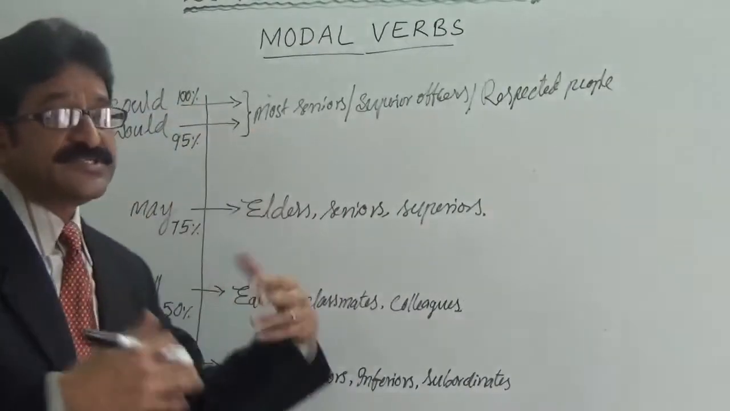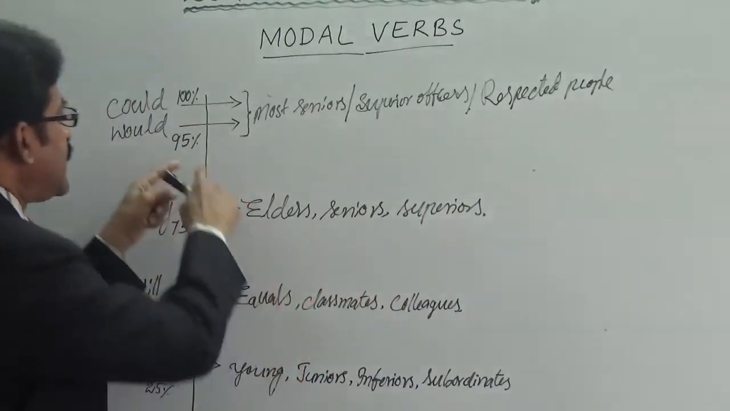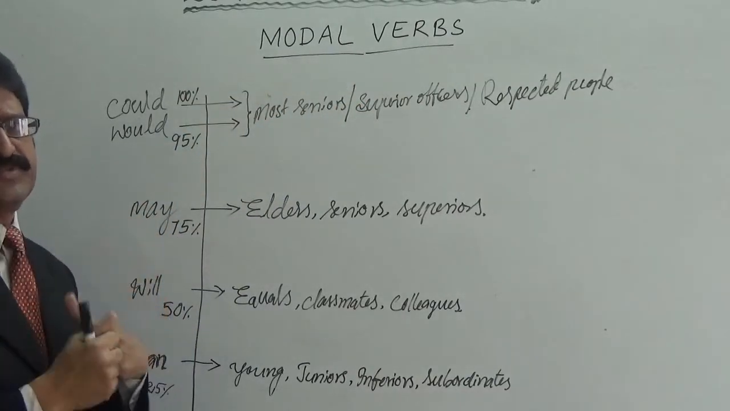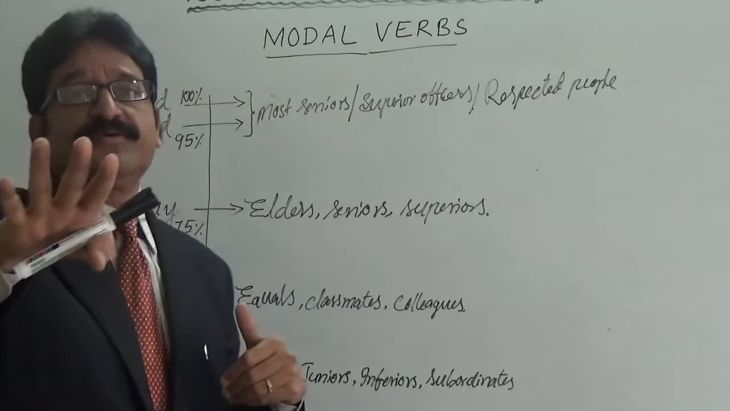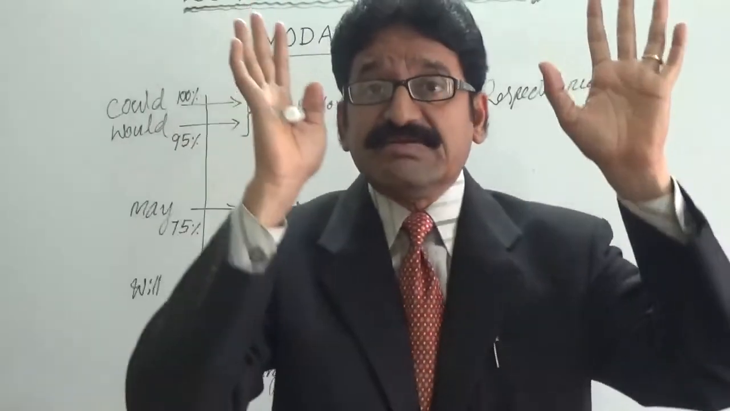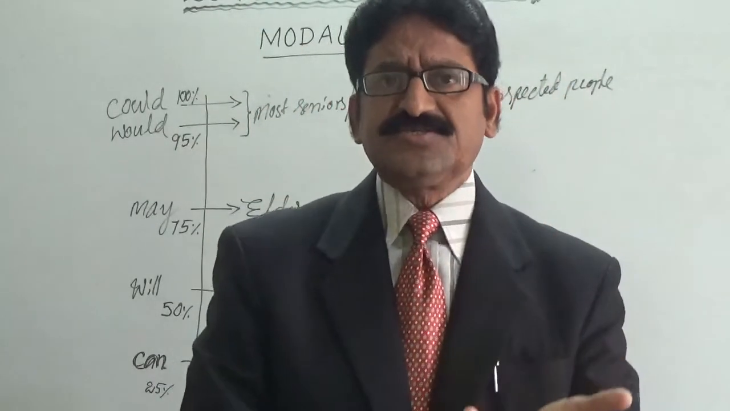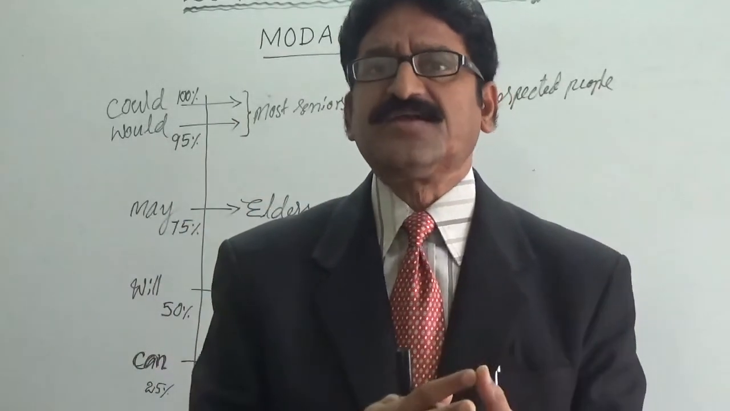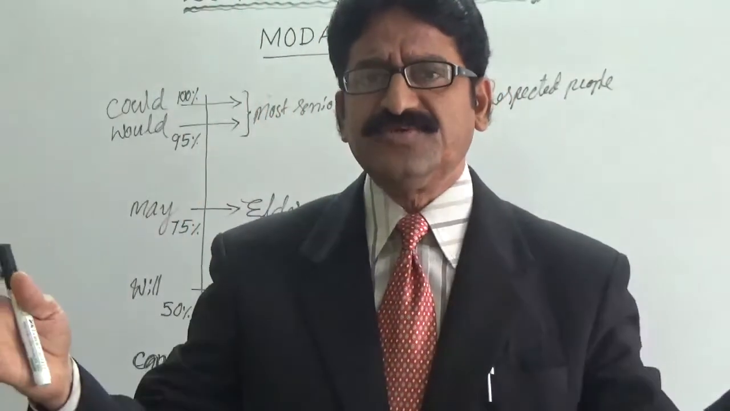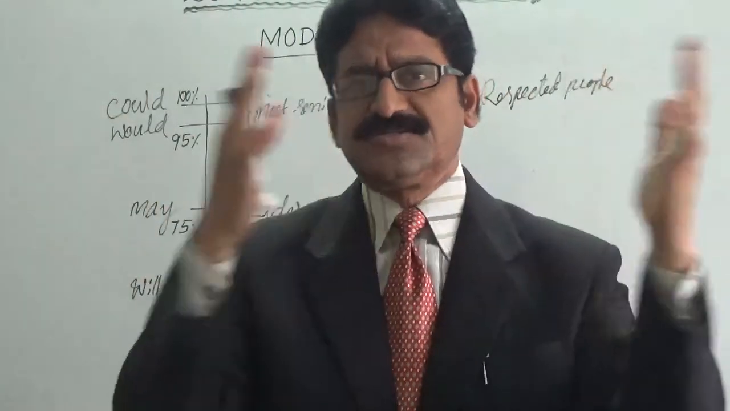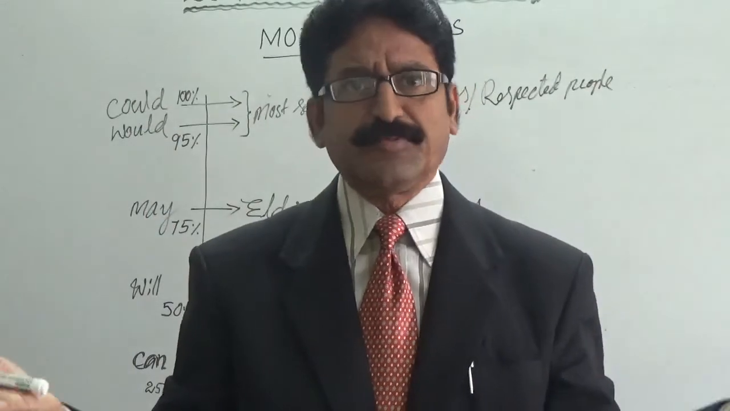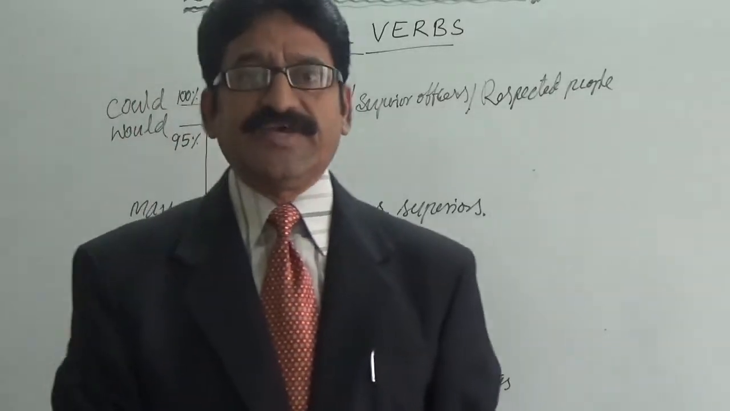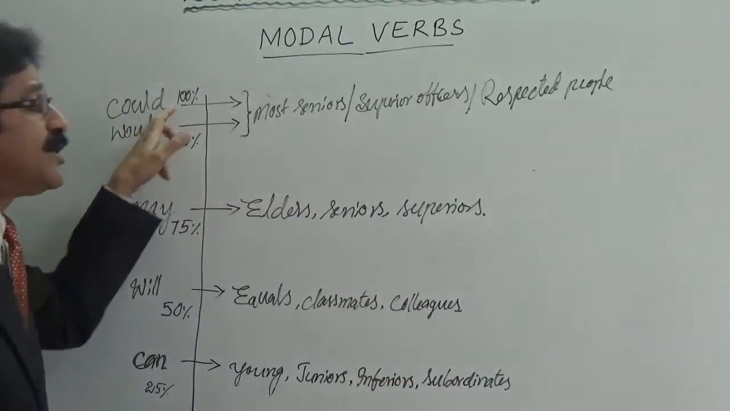And could you, it is also maximum. Here 95% giving respect to the opposite, and 5% is just something we keep with us. But here, nothing. We don't keep anything because they are very respectable people. Either senior citizens, very superior officers, respected people, like that. Higher officials, for example, teachers, principals, managers, something like that. Where we are very much respectful to them. So that is why we have to use either would or could.